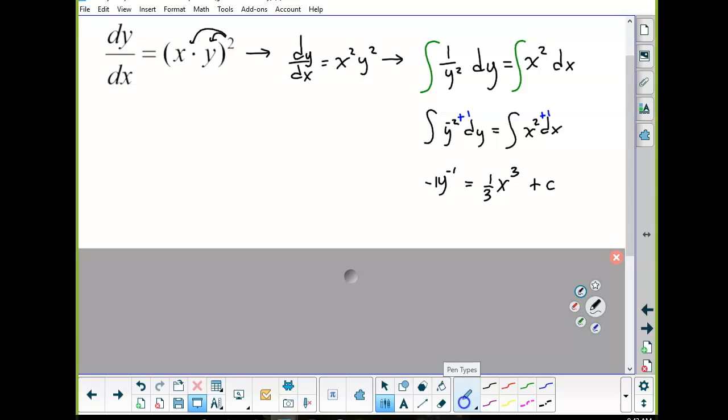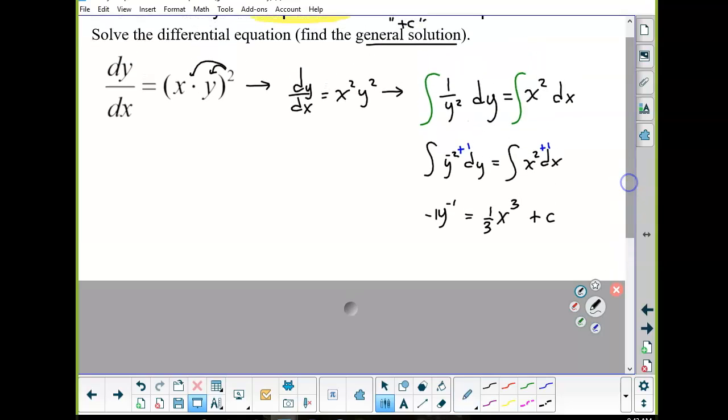Now, we're not technically done, because it says find the general solution, which we have. But notice how it's not equal to y. So now we're going to solve for y. So algebraically, I'm going to divide by negative 1 first. And let's see if you guys are okay with this step.